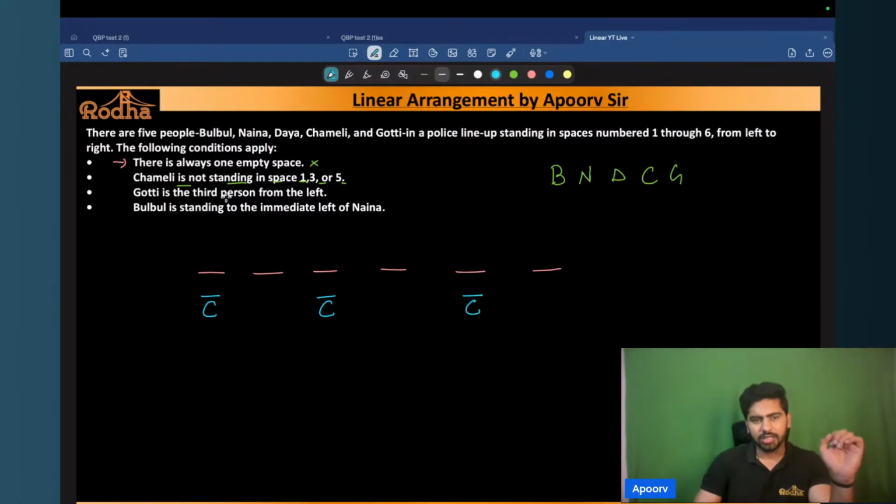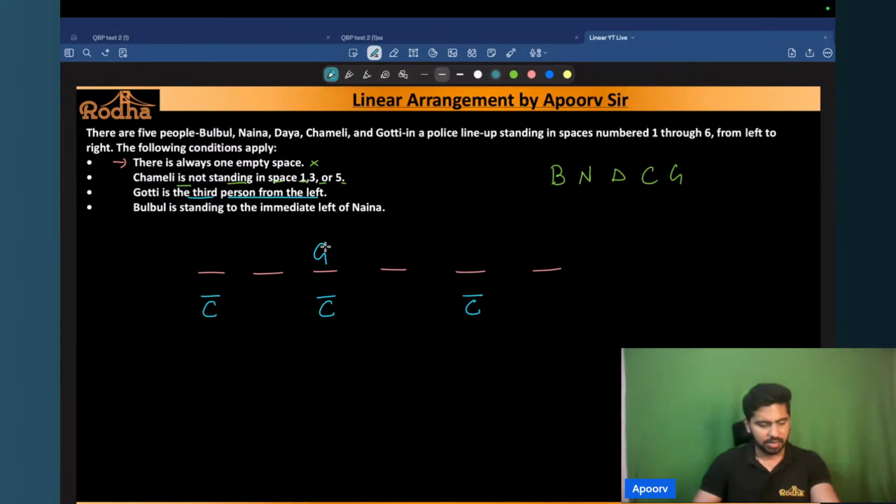Now, it says Gauti is the third person from the left. So 1, 2, and 3. If Gauti is the third person, can I say Gauti will be coming here? That is one of the combinations. Now, a lot of you would have moved forward with this particular combination itself. Yes or no? How many of you just made this case, that Gauti is the third person from the left, so he is standing in the third position?